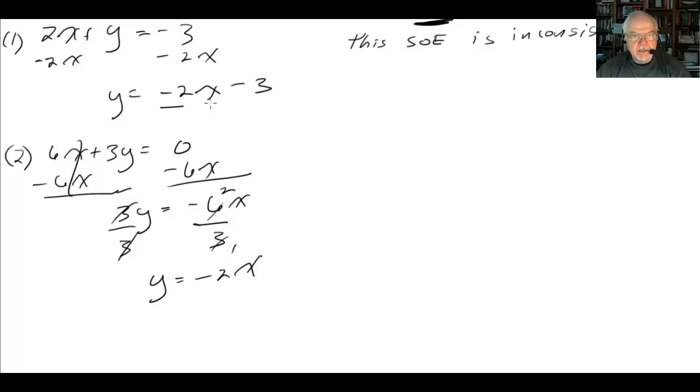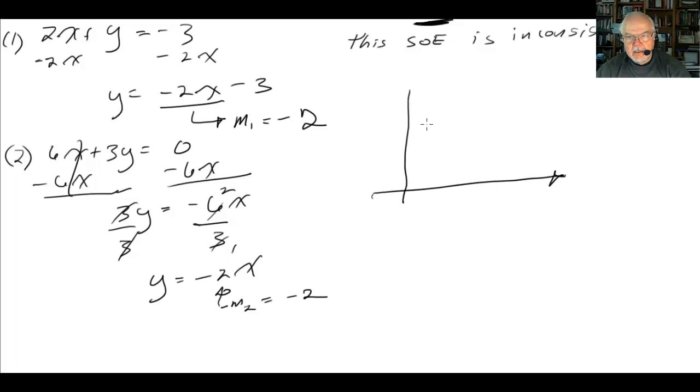Now, notice this. What is the slope of this equation? The slope of equation 1 equals minus 2. The slope of equation 2 equals minus 2. They have the same slope.